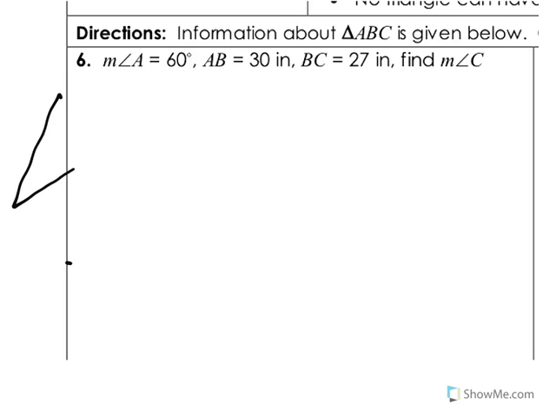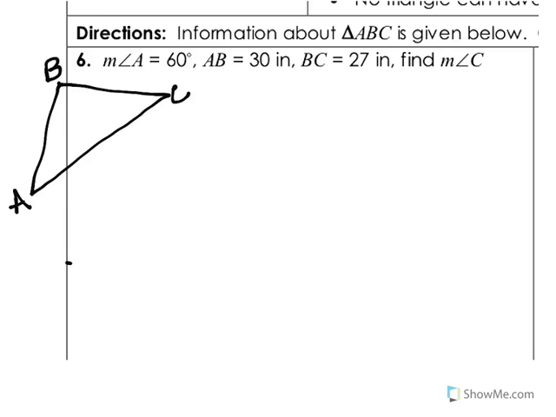So the first thing I want to do is draw a non-right triangle. That's probably a right triangle, but it is what it is. Now we're going to label A, B, and C. And the problem told you that measure A is 60 degrees. It said that AB is 30 inches. Then it said that BC is 27 inches. Okay, but it asks you to find measure C. So measure C would be right here, and I'm going to call this theta.